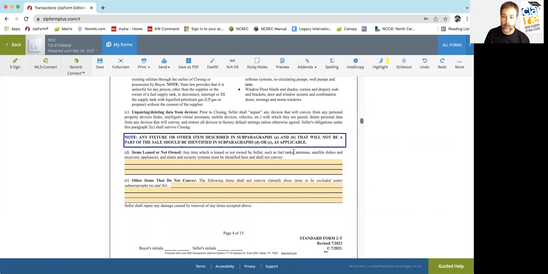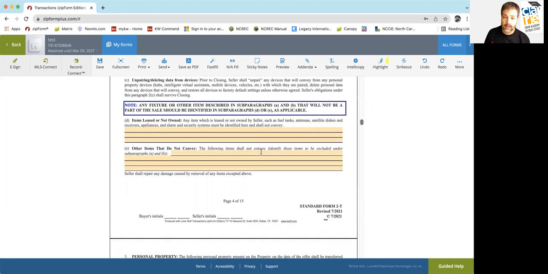A lot of people have a propane gas tank that is often leased from the gas company. So make sure we address what is leased and not owned. They may very well own the tank and therefore the fuel in it. So we want to make sure we exclude or include those items here.